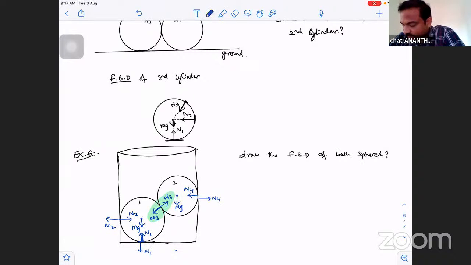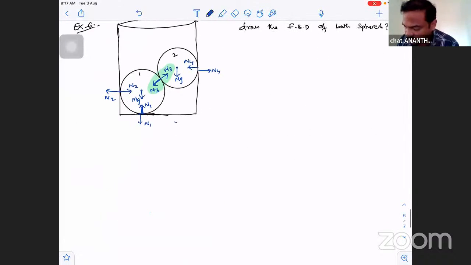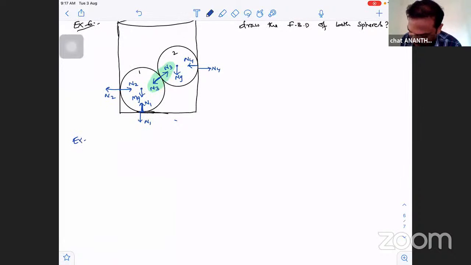Okay. Did everyone understand how to draw the forces? All of you understood how to draw the forces? Now I am going for some other examples.